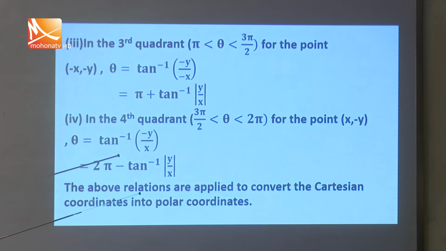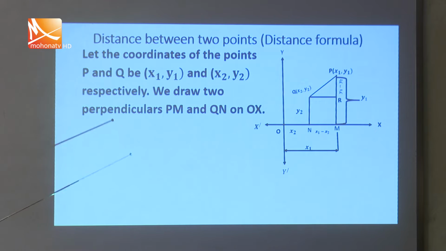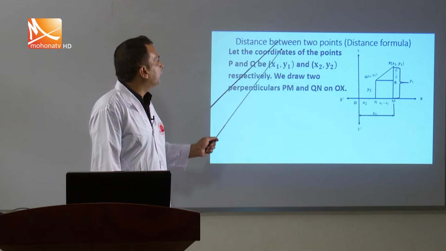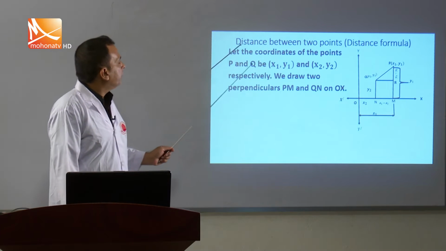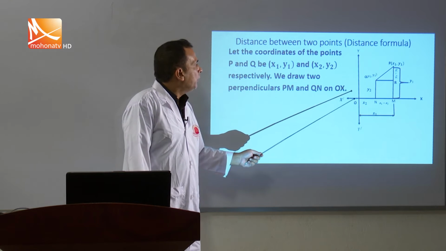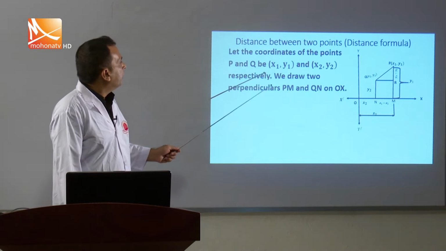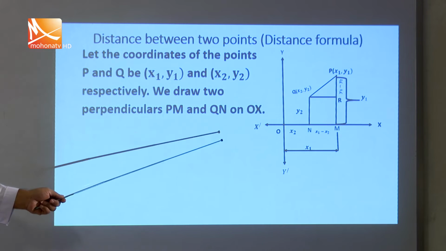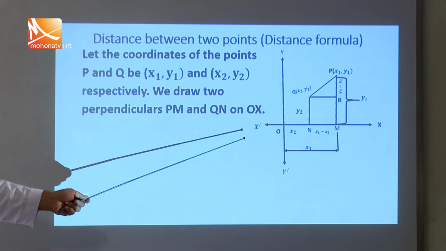Okay. Now we are going to discuss the distance formula. We mean that we are going to find the distance between the 2 points. Now we are going to discuss the distance formula with the help of a diagram. You just see that let X'OX and Y'OY be the x axis and y axis, where O is the origin.